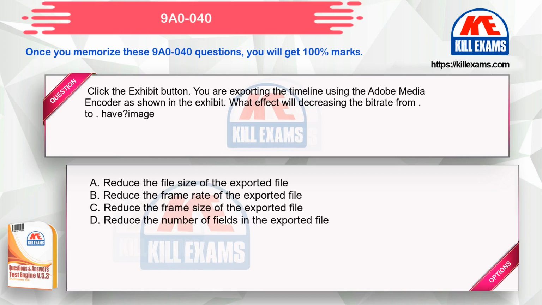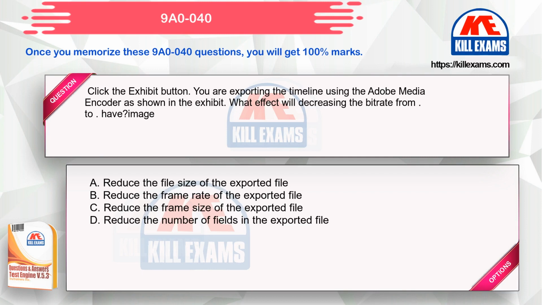Click the Exhibit button. You are exporting the timeline using the Adobe Media Encoder as shown in the exhibit. What effect will decreasing the bitrate from to have? Image. Option A. Reduce the file size of the exported file.